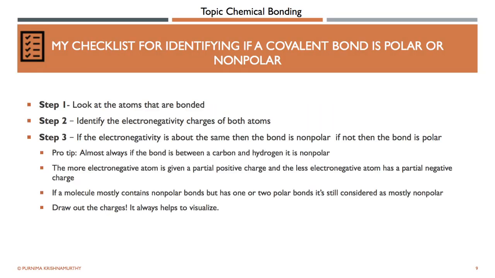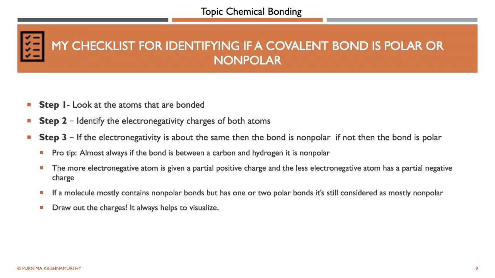So now that we've talked about the basics of bonding and covalent bonding, let's talk tips and tricks. My checklist for identifying if a covalent bond is polar or nonpolar is this. Look at the atoms that are bonded. Identify the electronegativity of both atoms. If the electronegativity is about the same, then the bond is nonpolar. If not, then the bond is polar.